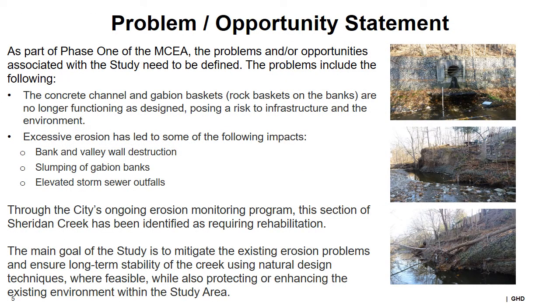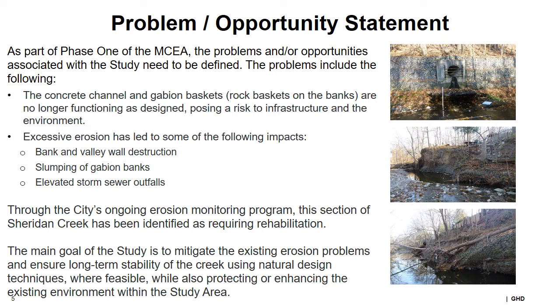The problems identified for this section of Sheridan Creek include the following. The concrete channel and gabion baskets are no longer functioning as designed, posing a risk to infrastructure and the environment. Excessive erosion has also led to bank and valley wall destruction, slumping of gabion baskets, and elevated storm sewer outfalls.